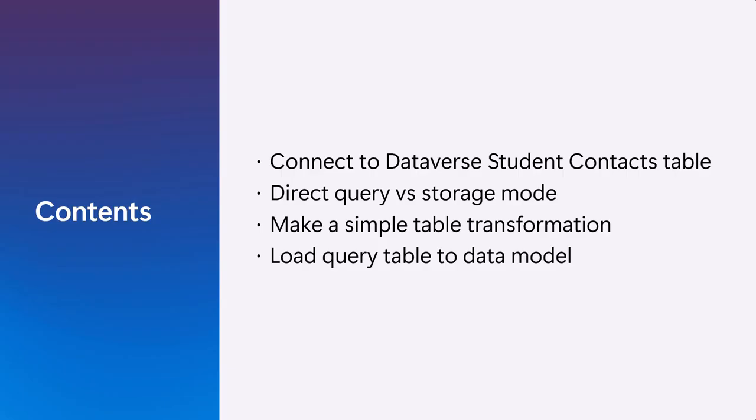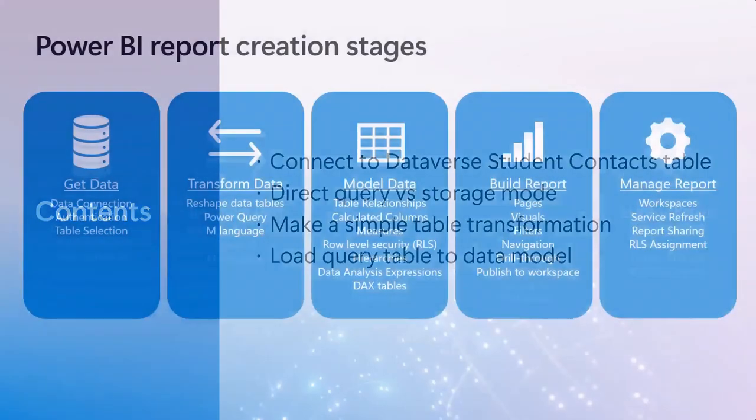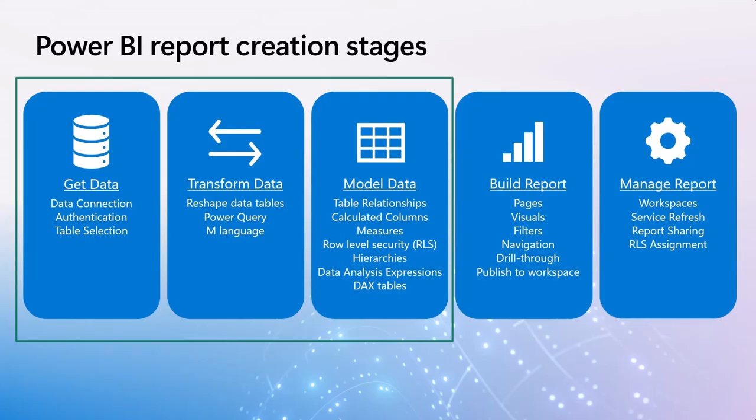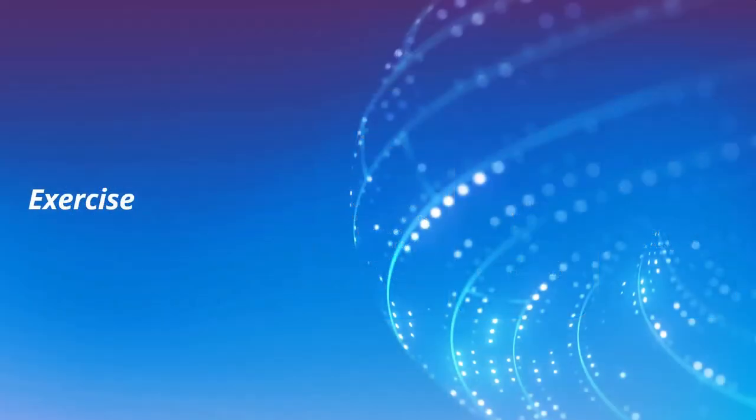Once we've connected to the data, we're going to use Power Query to make some simple table transformations, and then we'll finally load the table into our data model. From the perspective of the Power BI report creation stages, we're actually going to be touching on the get data, transform data, and model data stages. So let's move over to the exercise and start connecting to data.